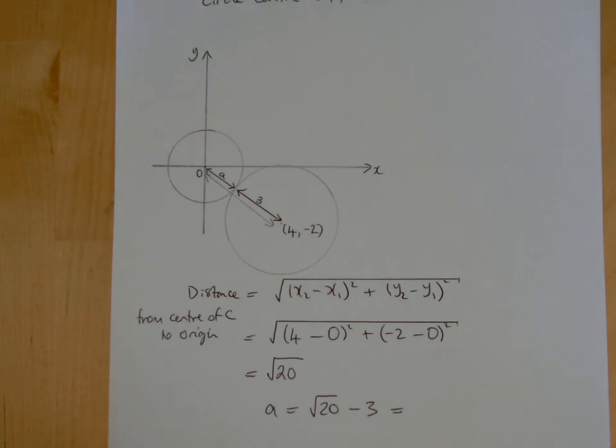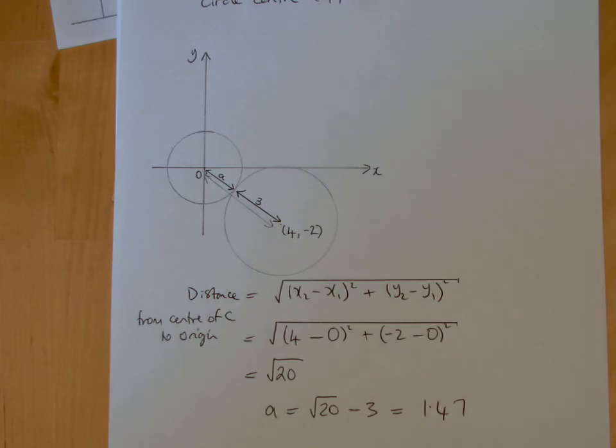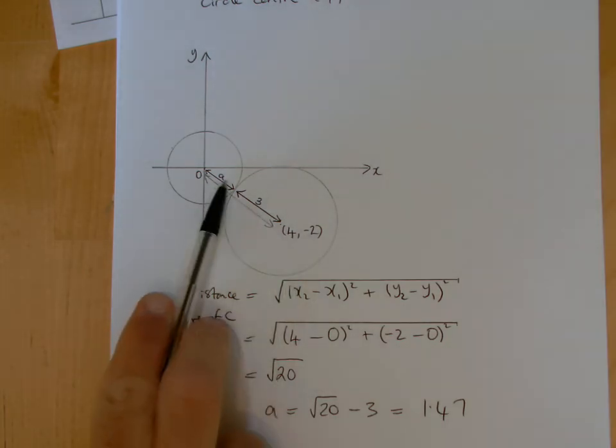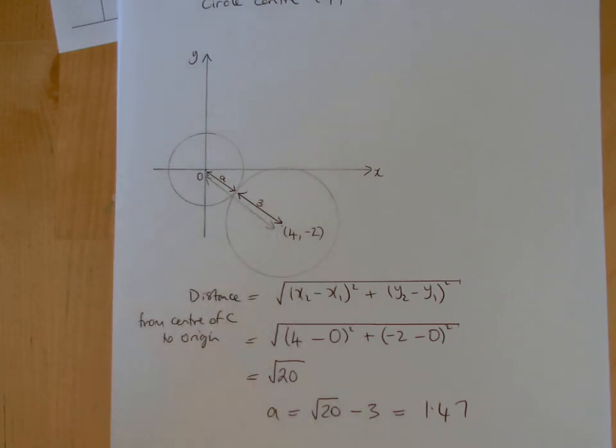So take away 3 on my calculator and I get 1.47. I think they wanted it to 2 decimal places. Yeah, so 1.47 is what a is going to be, because those two, remember, have to add up to that distance there, which is the square root of 20.